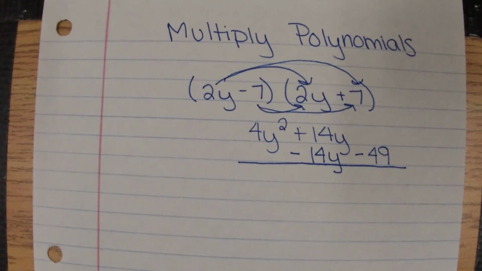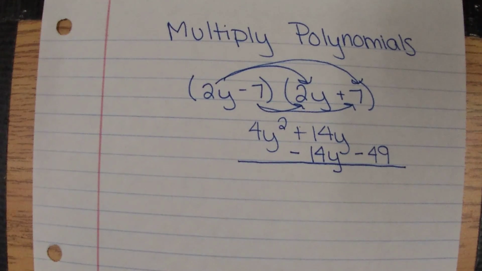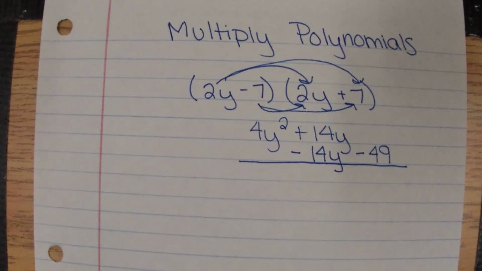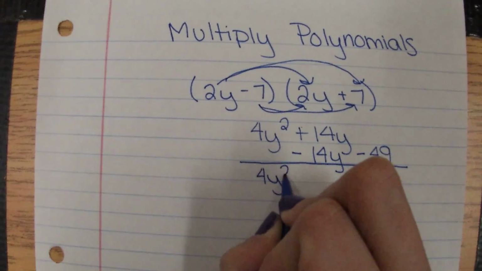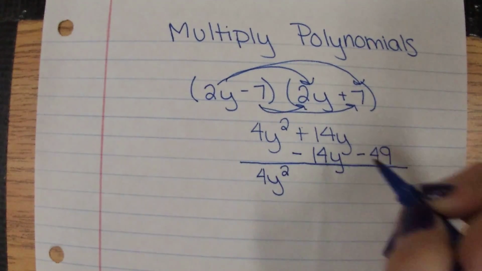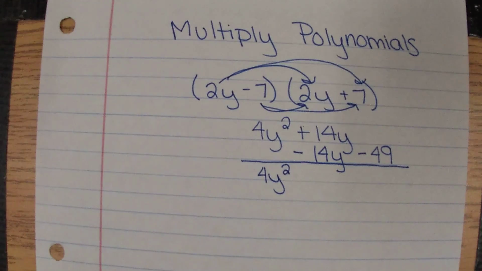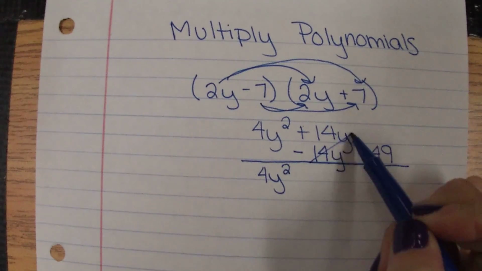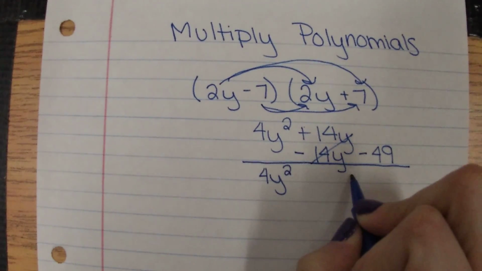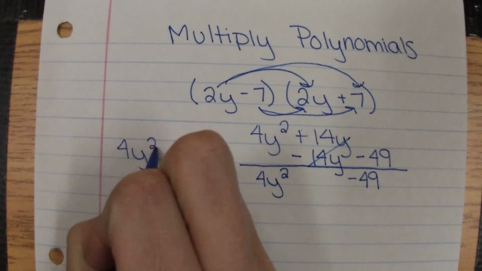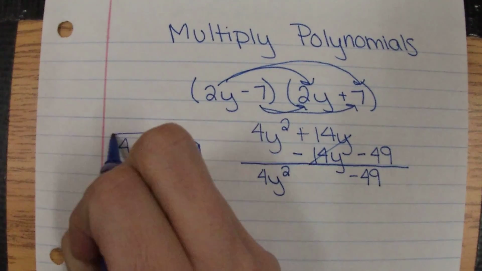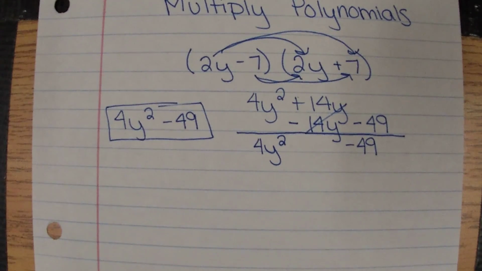Okay, so now we're here. Just like yesterday, we're going to combine like terms. So if we're combining like terms, we're going to bring down that 4y squared. Okay, a 14y and a negative 14y give us 0. So those just cancel out. We don't even want to write that 0y there. That would be really weird to write 0y. So, right, those are just gone. But we still have this minus 49. So our final answer is just 4y squared minus 49.